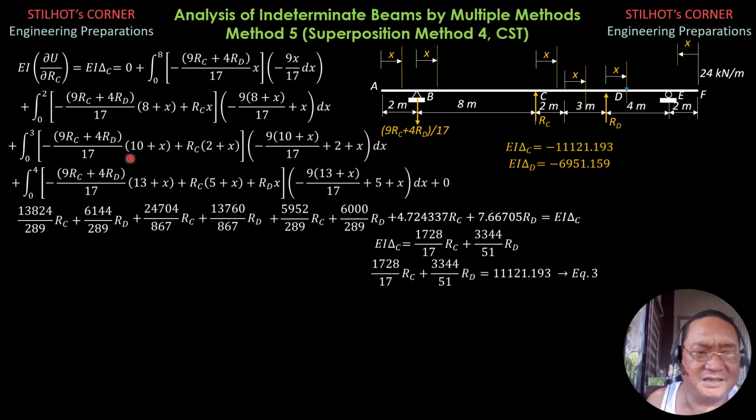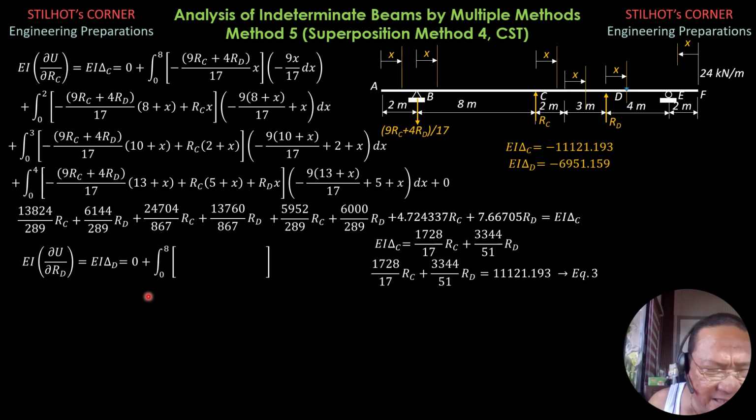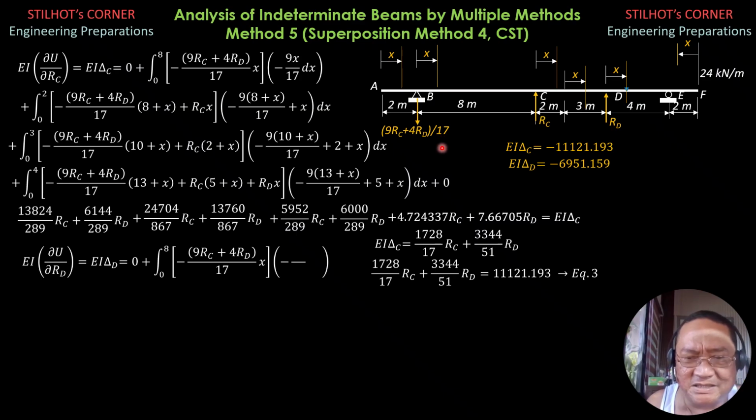Next, we have to evaluate EI delta D. So the moment, then the partial derivative of that moment with respect to RD this time, the second redundant, dx summation. So EI partial of U with respect to RD is equal to EI delta D. First integral 0, integral of quantity negative 9 RC plus 4 RD over 17 times X, then the partial derivative of that moment equation with respect to RD this time is negative 4X over 17 dx.